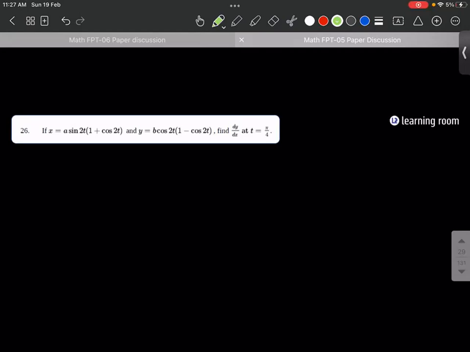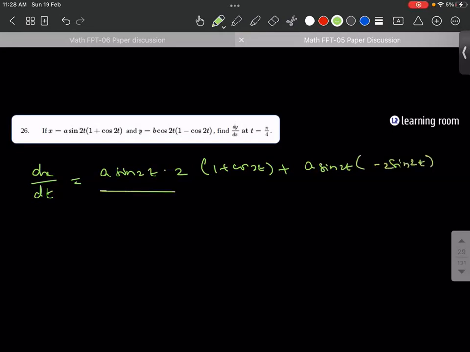So it's a parametric equation. So what is dx by dt? It is a sine 2t into 2 into 1 plus cos 2t plus a sine 2t into minus 2 sine 2t. There is no whole divided by, that's it.